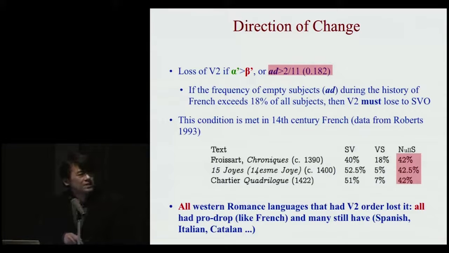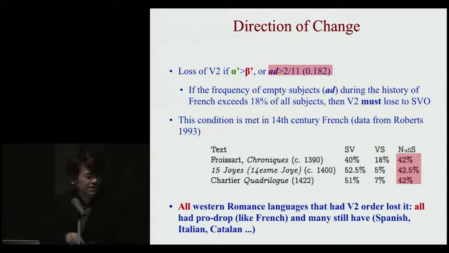Okay, if you look at the text in 14th century French compiled from Ian Roberts' book, you see that there's over 40% of pro drop patterns at the time. Okay, so this is clearly greater than 18%. So that means that the loss of V2 in French to SVO was necessary.